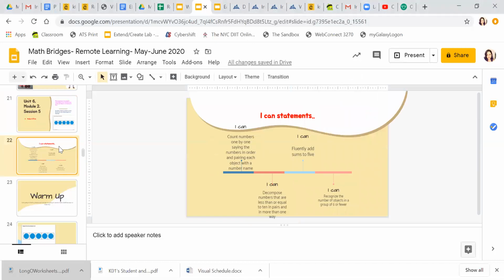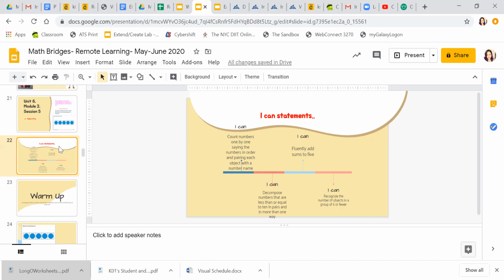All right, let's go to our I can statements. I can count numbers one by one, saying the numbers in order and pairing each object with a number name. I can fluently add sums to 5. Sums means addition, so it means the plus sign. And I can decompose numbers that are less than or equal to 10 in pairs and in more than one way. And I can recognize the number of objects in a group of 6 or fewer.